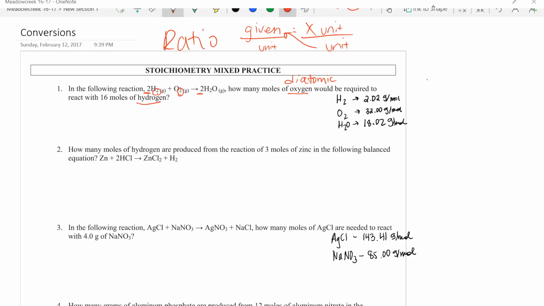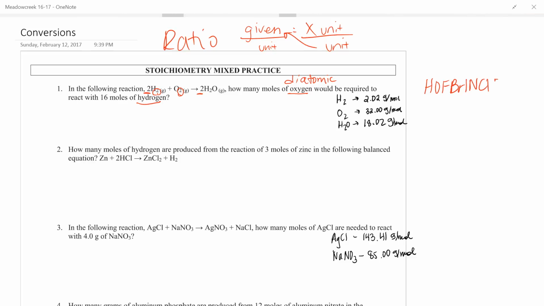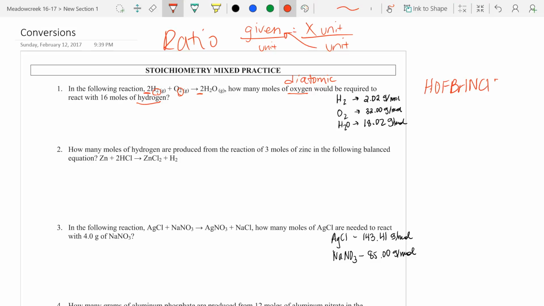There are 7 diatomic elements. I remember them by saying Hofbrinkel. So hydrogen, oxygen, fluorine, bromine, iodine, nitrogen, and chlorine are our 7 diatomic elements.